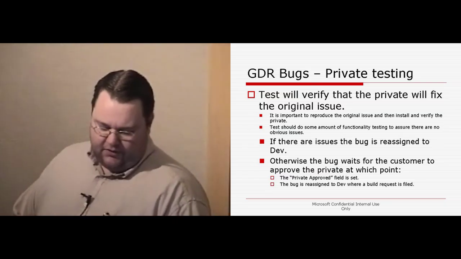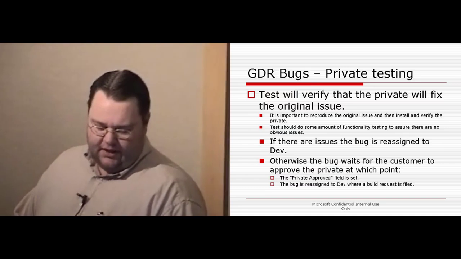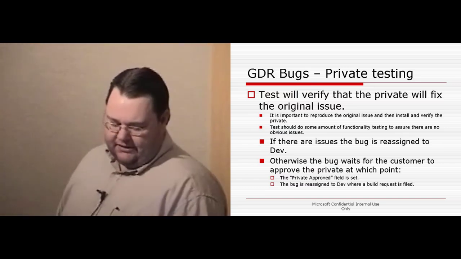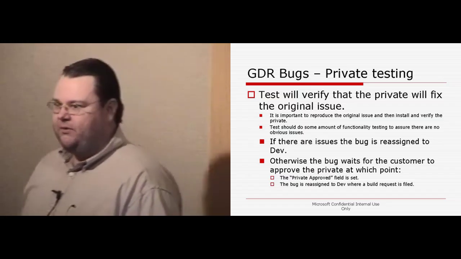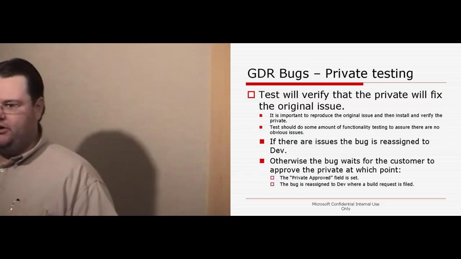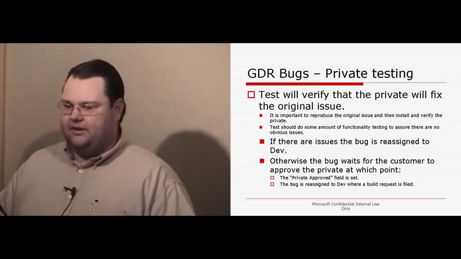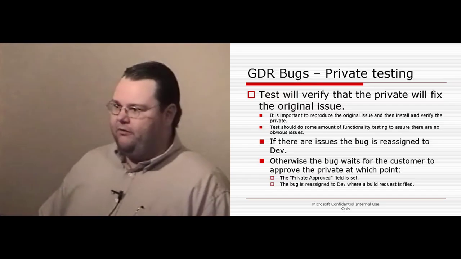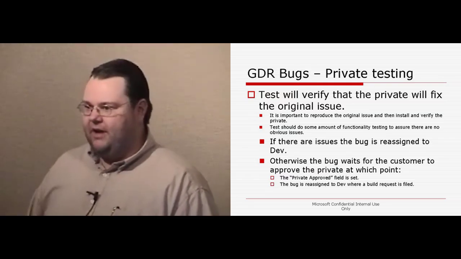So as soon as both of those things happen, as soon as the customer comes back and says that it's good, then the private approved field gets set, and the bug's assigned back to dev. As soon as the developer gets both of those pieces of information, that both the teams have signed off on it, then they'll file a build request, so they'll check it back into the source depot, so now it's in the depot and ready to be built, and then they'll fill out a web form that tells the build team to build that set of binaries, package them up.